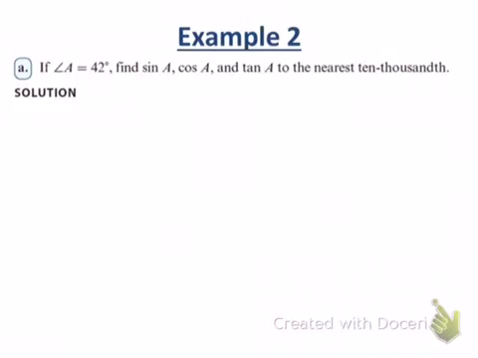So the very first thing you need to do if you're dealing with a problem that has degrees in it, which is exactly what we're dealing with right here, 42 degrees, is you need to press the mode key on your calculator, move over to degrees and hit enter to change your calculator into degree mode rather than radian mode. What is radian?